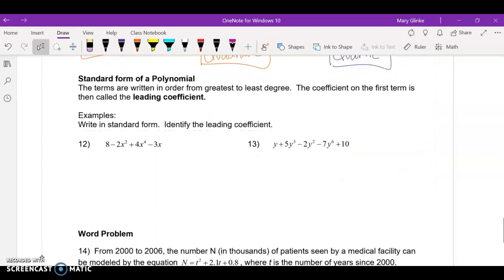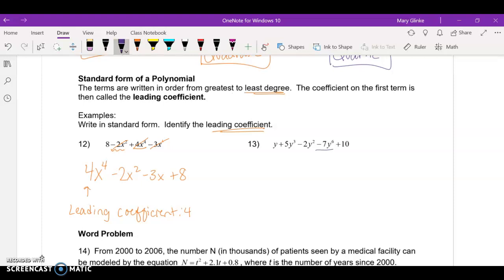Once you can identify the highest degrees, you're going to write them in standard form. So standard form is the greatest to least. So you find the highest degree, which is 4x to the 4th, and that comes first. Then the next one would be the x squared, because that's the next highest degree. The next one would be the negative 3x, and then the plus 8. The leading coefficient is the number out in front after you rewrite it in standard form. So the leading coefficient is going to be 4 for this one.